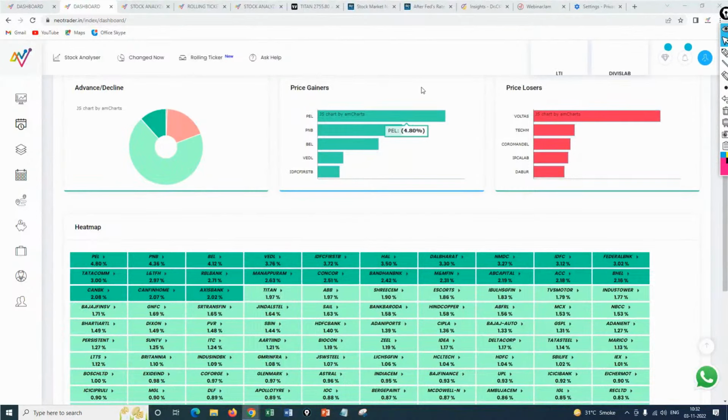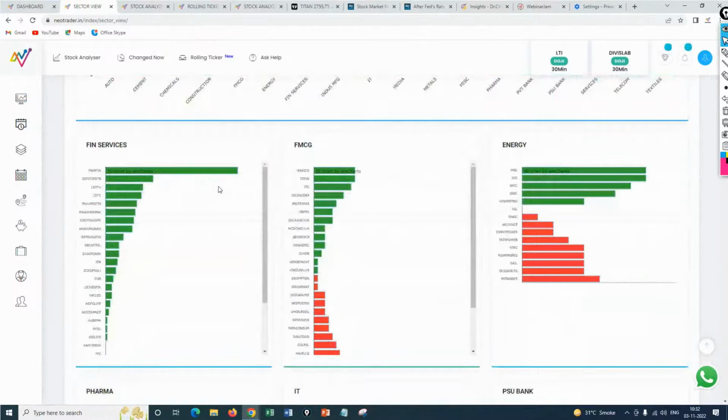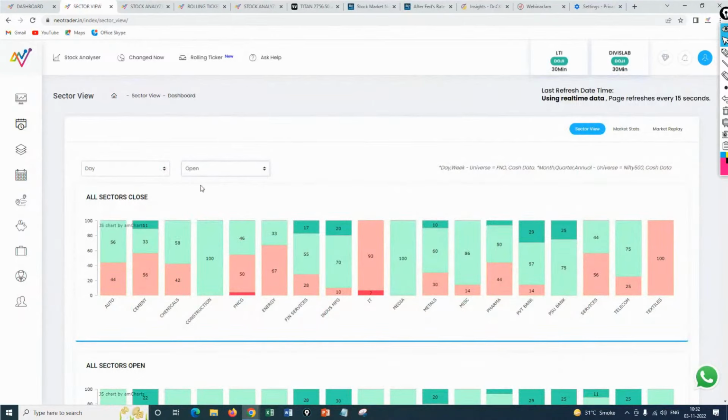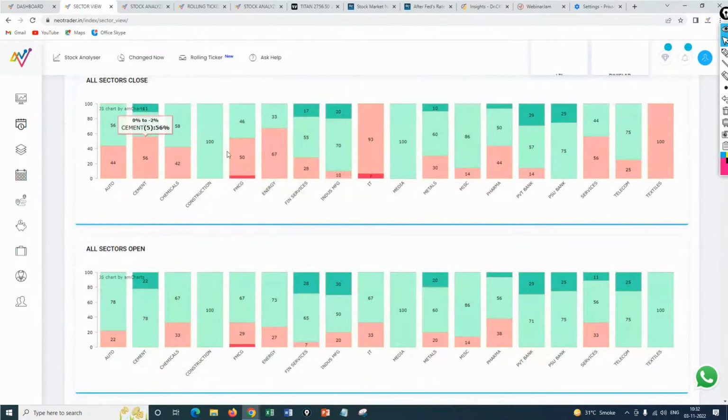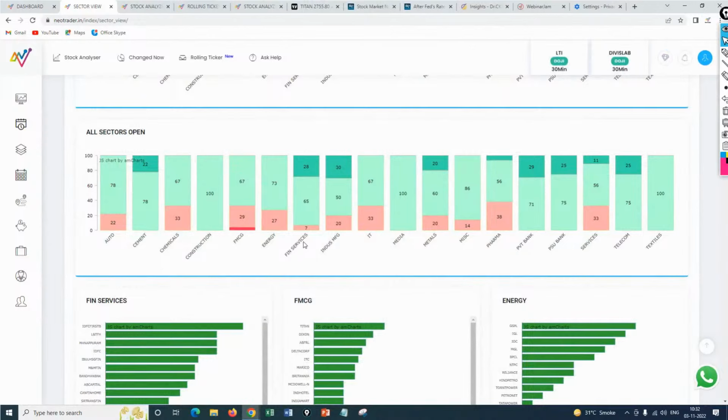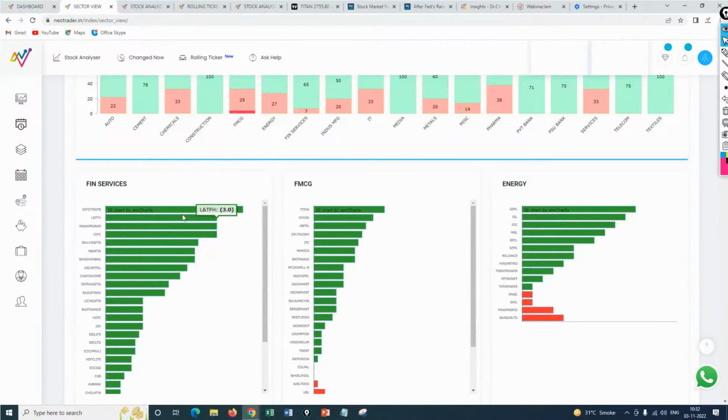Now let me go and see if I can do the sector. I can do the same thing even in the sector page. I can change this particular filter to open. Once I change the filter to open over here, I can see all my sectors and the leading stocks from there. I find that the cement sector has some green. Banking, financial services and industrials. In my financial services, I have IDFC First, that is the leader, L&T, Manappuram, IDFC, all of these stocks.